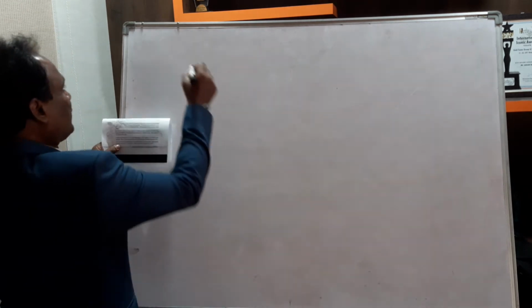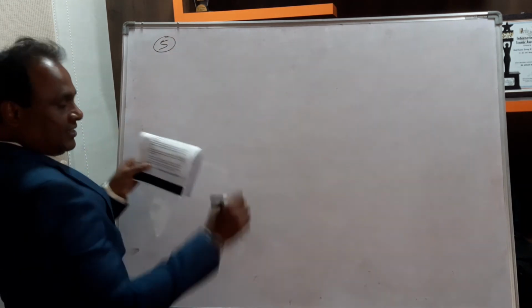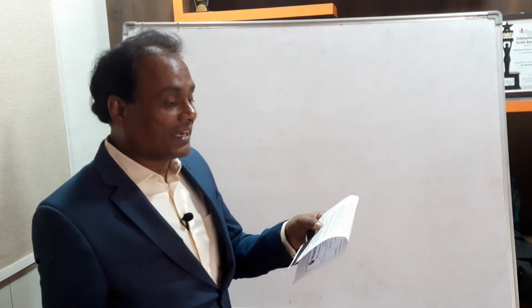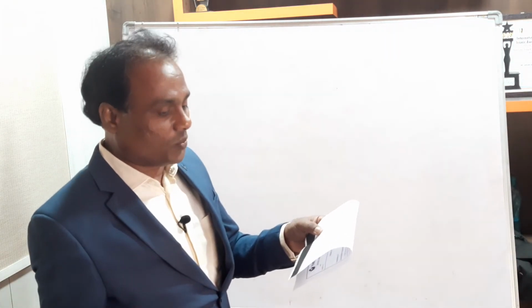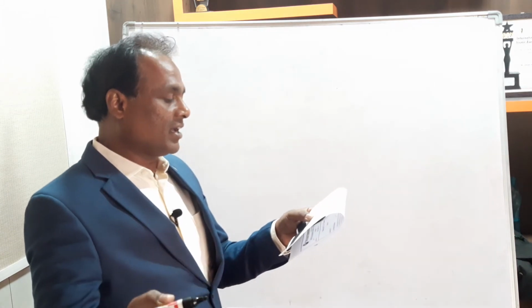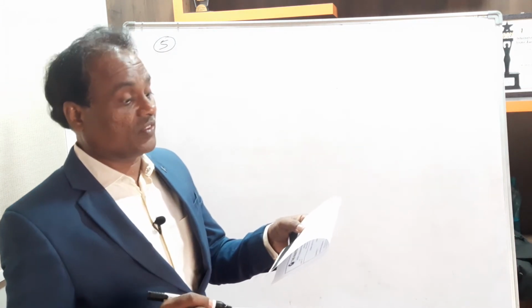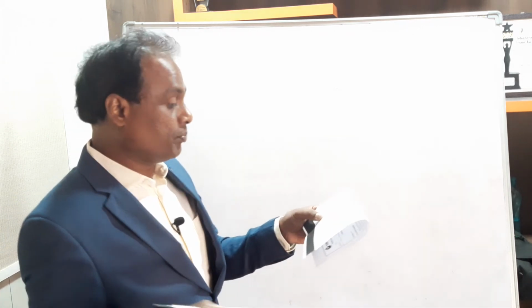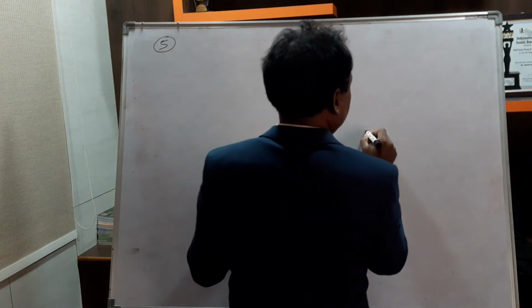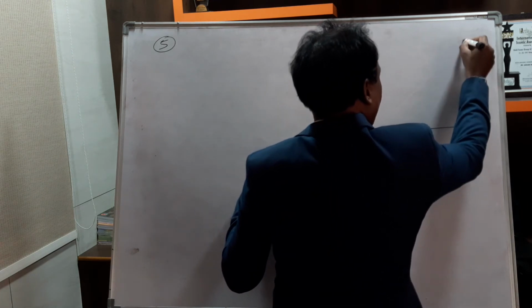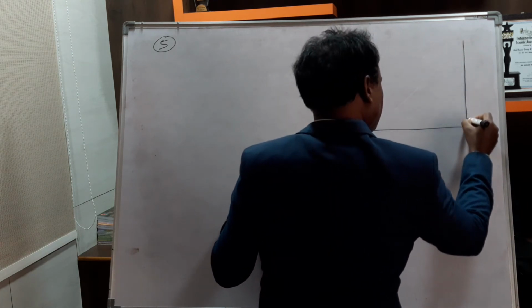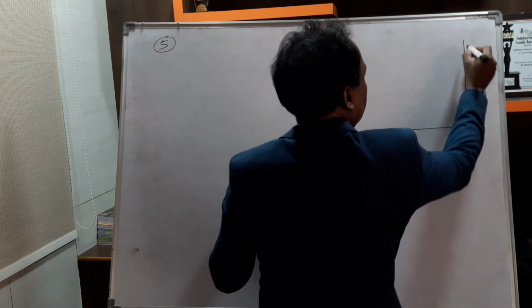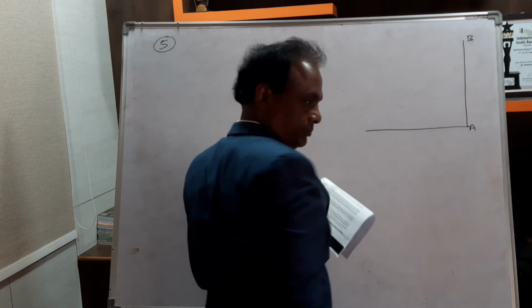Okay, next, fifth question. You want to erect a pole of height 10 meters with the support of 3 ropes. Each rope has to make an angle of 30 degrees with the pole. So what should be the length of the rope? See here, this is the ground. This is the pole. AB is the pole.